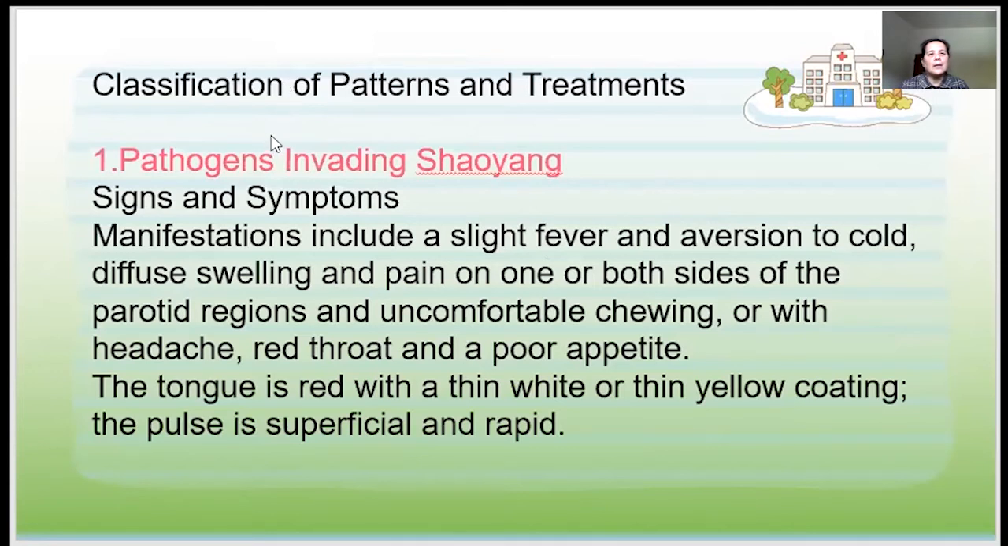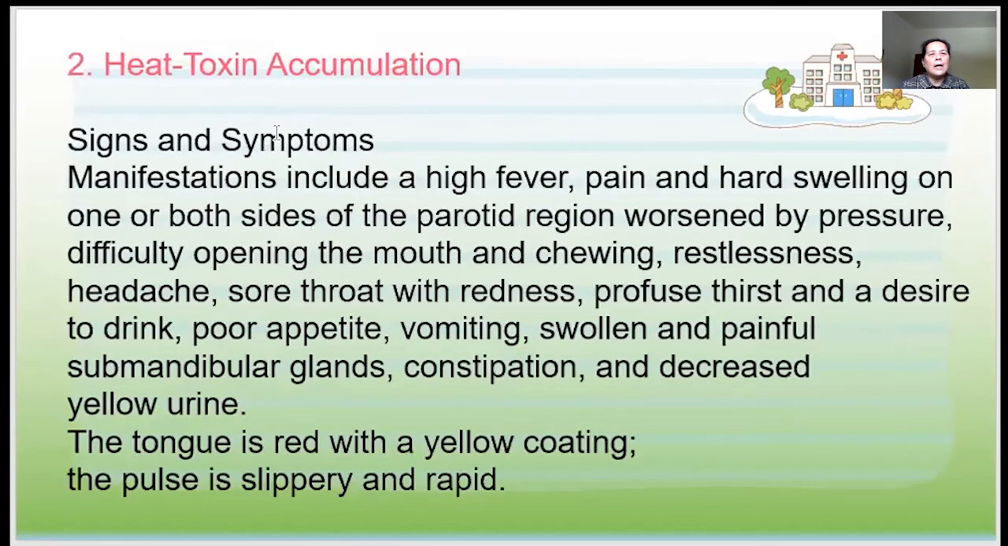The first pattern is generally a pretty simple pattern, not that severe. In the second pattern, the heat toxin goes a little deeper into the body, but still not invading the organs. I didn't put in a truly organ-affected pattern here because clinically we are not likely to meet that pattern. So we just have some basic idea of this illness.